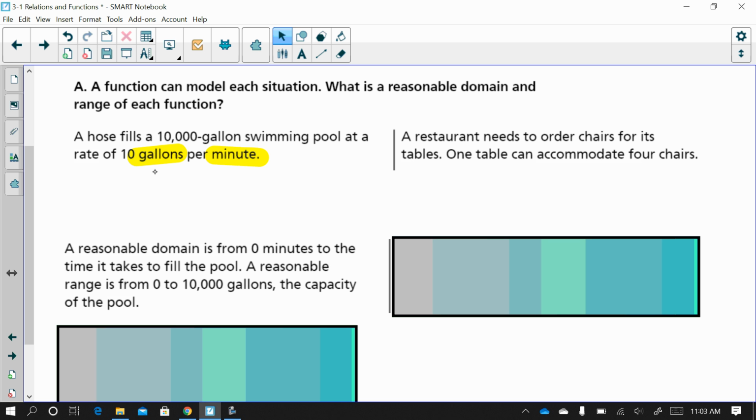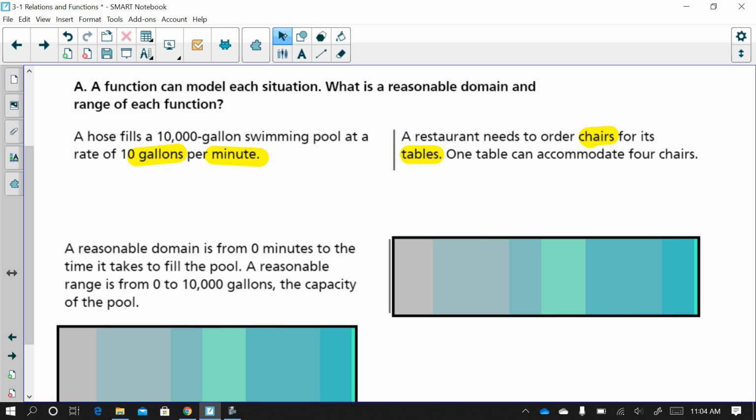Let's look at another one. A restaurant needs to order chairs for its tables. One table can accommodate 4 chairs. Again, what two things are we working with here? I'm seeing chairs and I'm seeing tables. Which one would we probably pick as our domain, our x's? I would pick tables as my x's, because I can't really have chairs without the table.